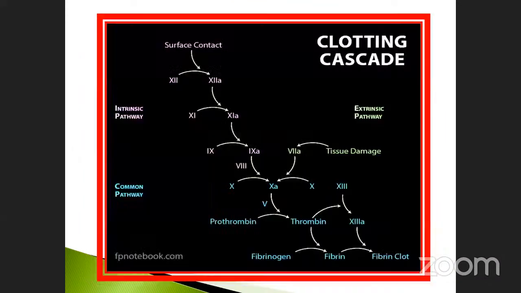Okay, see the next one. This is the surface contact. See the fibrin clot and the clotting cascade: 12A, 11A, 9A, 8th factor, and also 10A. These are all converted from inactive factors to active factors. After being converted to activated components, they enter into the next reaction and carry out the next reactions. So this is the last one, the fibrin clot.